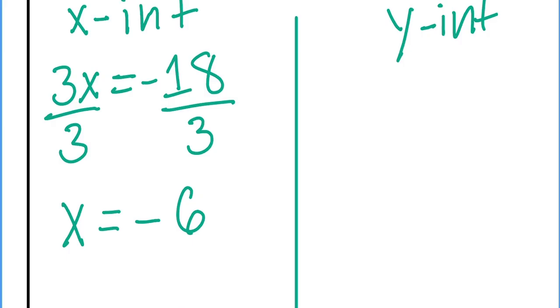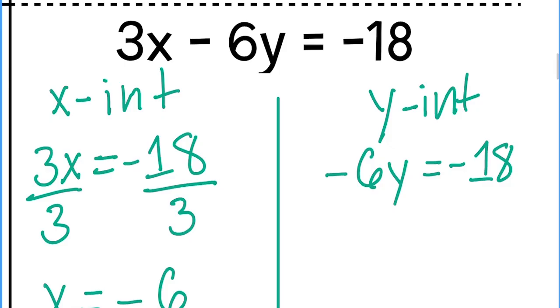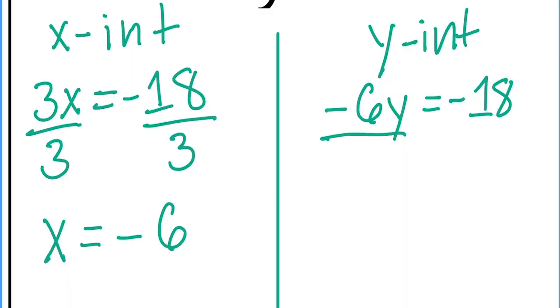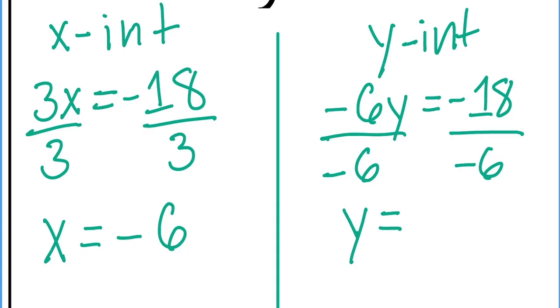And I'm going to do the same thing for my y-intercept. I have negative 6y equals negative 18. Because if we were to plug 0 in for x, what is 3 times 0? 0. And what is 0 minus 6y? Negative 6y, yeah. And now I have only one step to solve. Divide both sides by negative 6. So I have y equals negative 3. Just kidding. I have y equals 3.